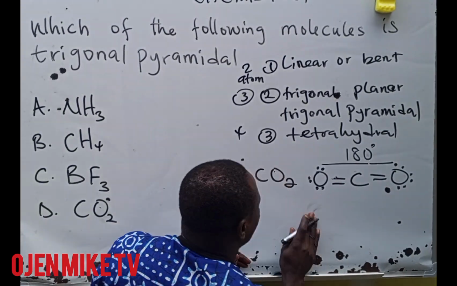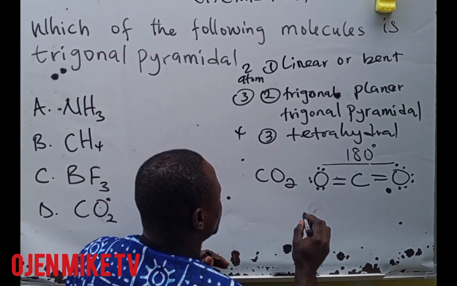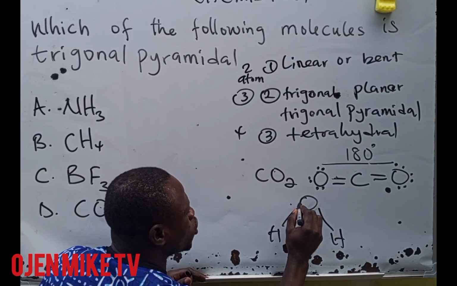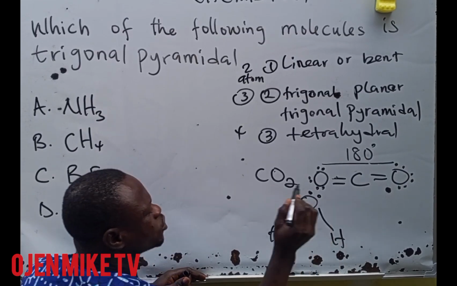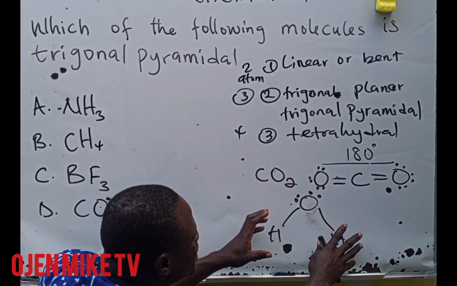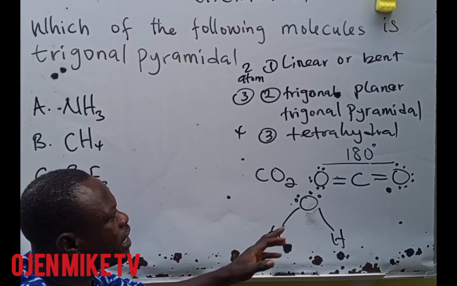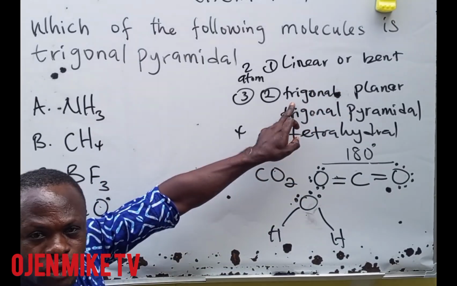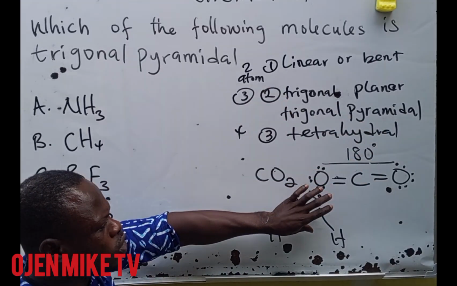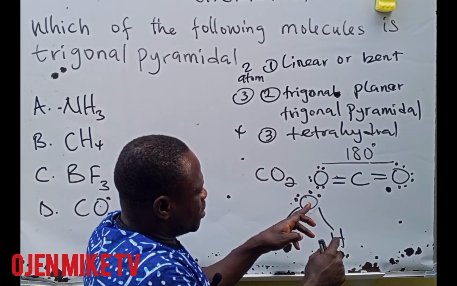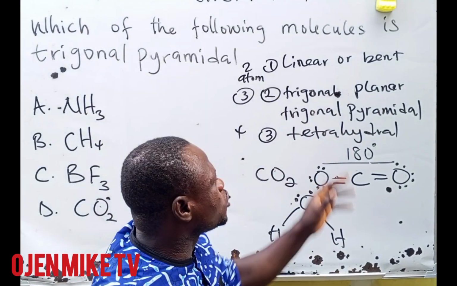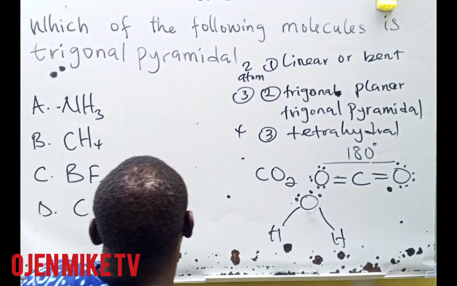In the case of water, water is bent. Why? Because water has 2 lone pairs of electrons. That is why the electron repulsion will be much. That is why it makes the hydrogen atoms bend. So water is bent in shape. Now let me go to trigonal planar and trigonal pyramidal. It's the same thing. When there is a lone pair of electrons, it will be pyramidal. But if there is no lone pair, it will be planar.